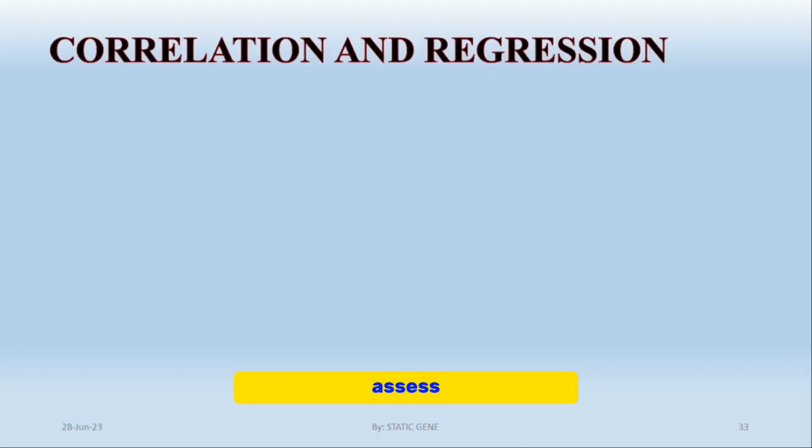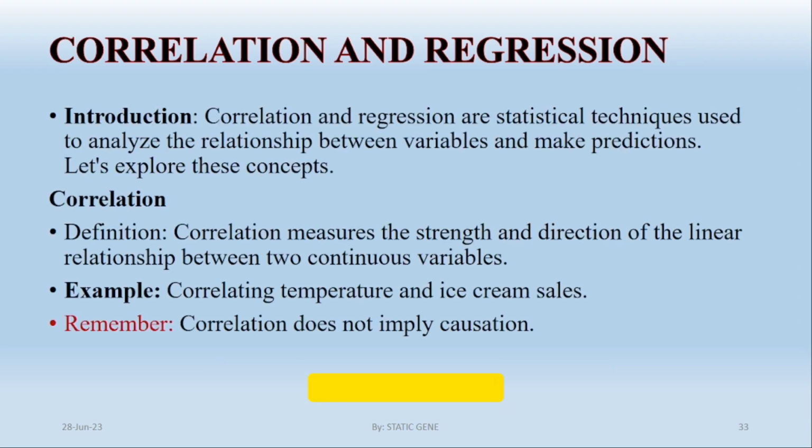If you want to assess association relationship between two variables, then it is important to do correlation and regression analysis. Now, in correlation, it measures the strength and the direction of a linear relationship between two continuous variables.